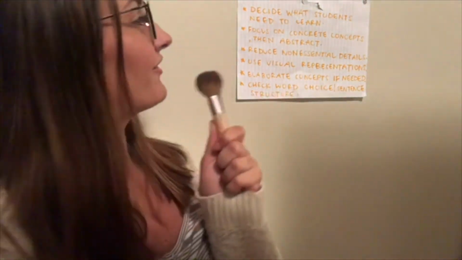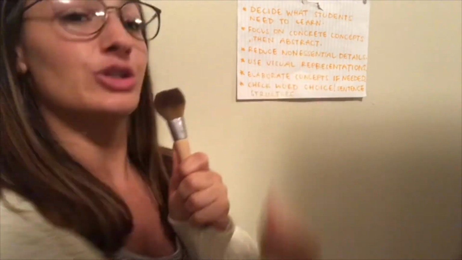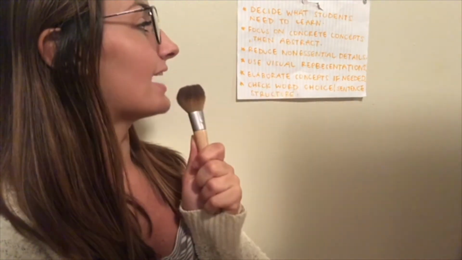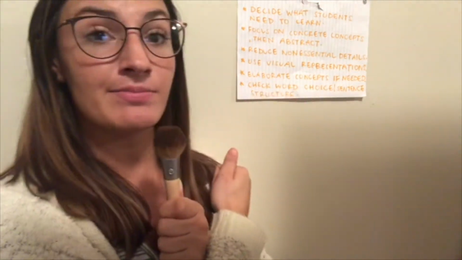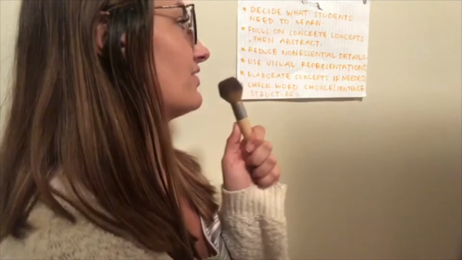During elaborating, we learned that it is very crucial to learn how to rewrite texts for our students. There are many guidelines that we need to follow in order to learn how to rewrite our texts for our students. First, it is important to decide what the students need to learn. Next, we need to focus on concrete concepts and then the abstract concepts after that.